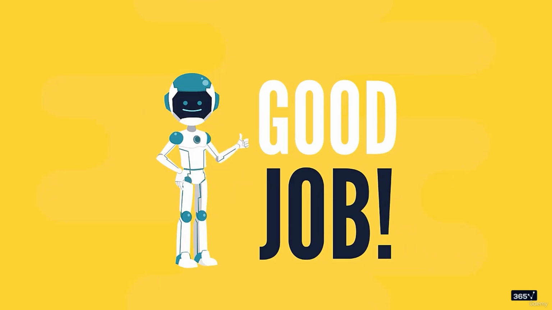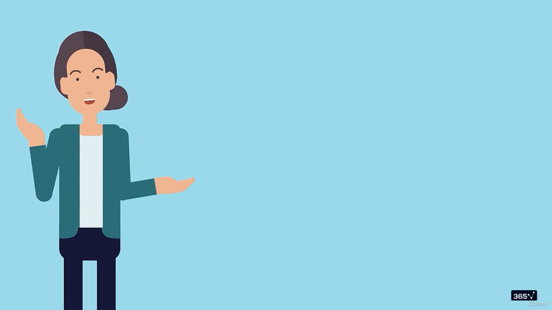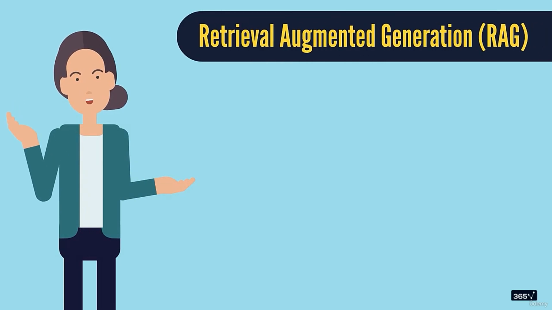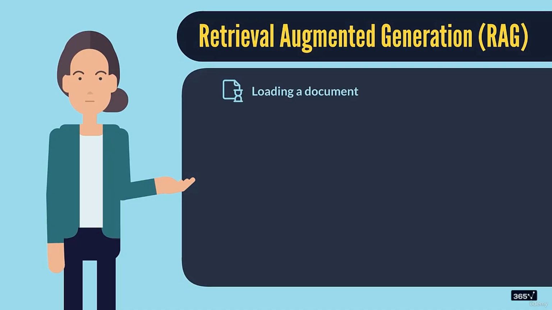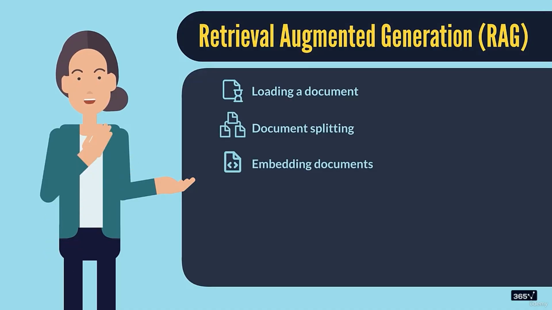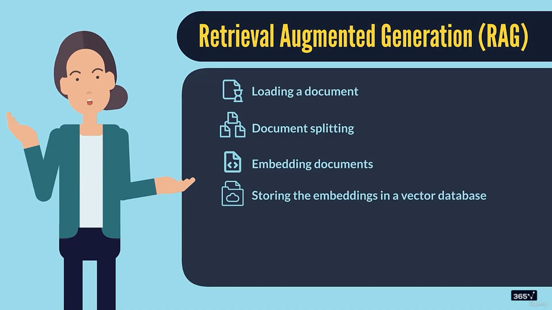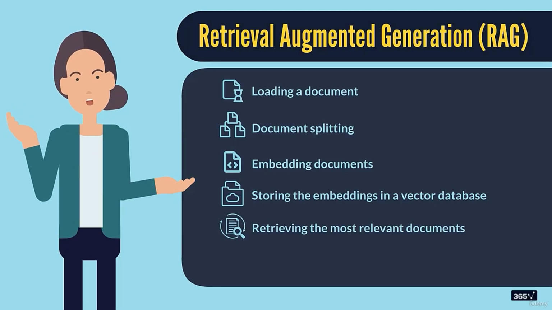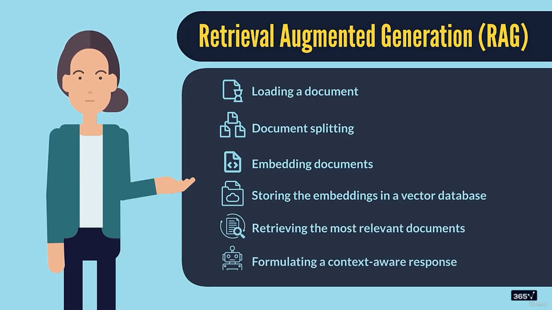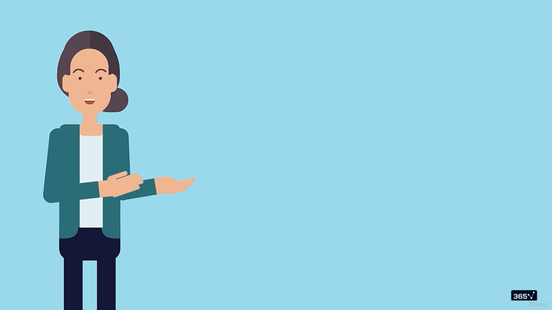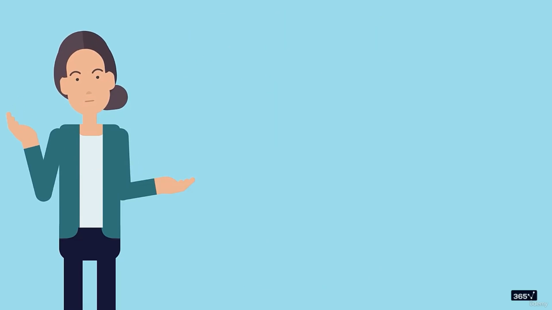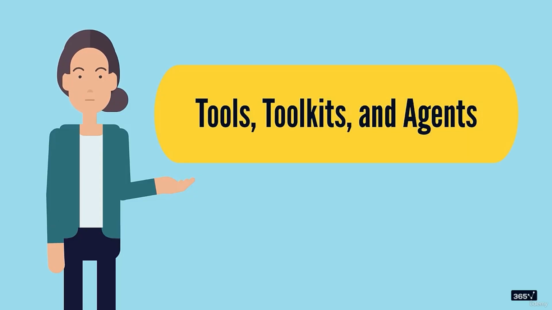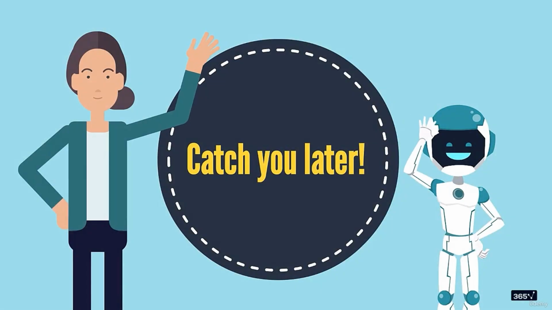Okay, we can confidently pat ourselves on the back for our great work. Throughout this section, we took the time to study each element of the Retrieval Augmented Generation technique, from loading a document, to splitting into chunks, to embedding them, to storing the embeddings in a vector database. Finally, we created an expression language chain that retrieves only the documents most relevant to a user's question and formulates a context-aware response. We'll meet again in the final section of this course to discuss another exciting topic: tools, toolkits, and agents. Catch you later.